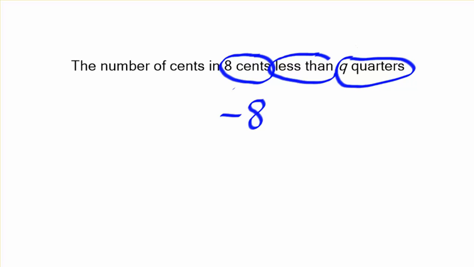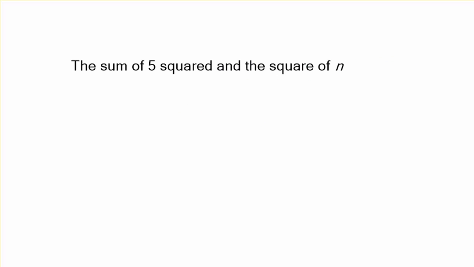Now, let's remember, we're trying to find the number of cents. That's going to be 25 cents times each quarter. So 8 cents less than those quarters will be 25 times each quarter minus 8 cents.